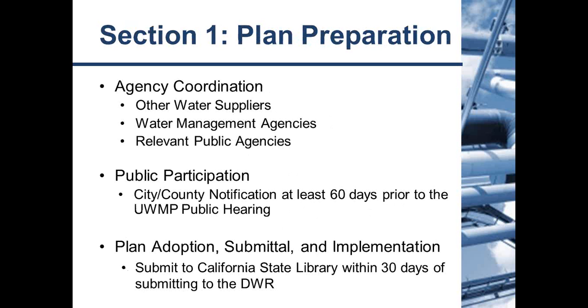Okay. Section 1, plan preparation. So we have agency coordination with other water suppliers as well as water management agencies. In this section, we want to include each agency and organization contacted or involved in the urban water management plan. For public participation, you need a 60-day notice prior to an urban water management plan public hearing. And after the plan adoption, submittal, and implementation, you want to submit to the California State Library within 30 days of submitting to the DWR.